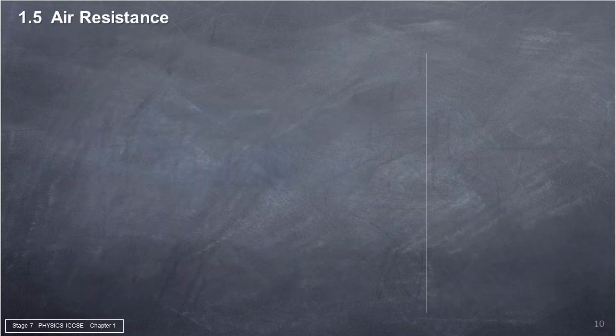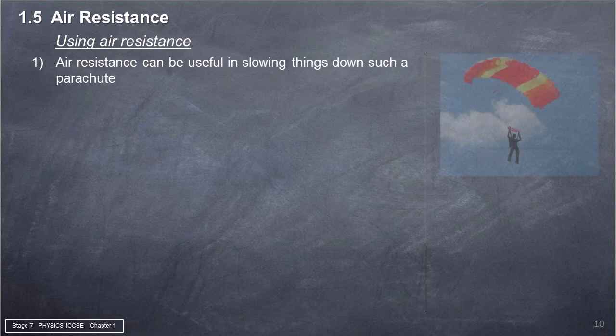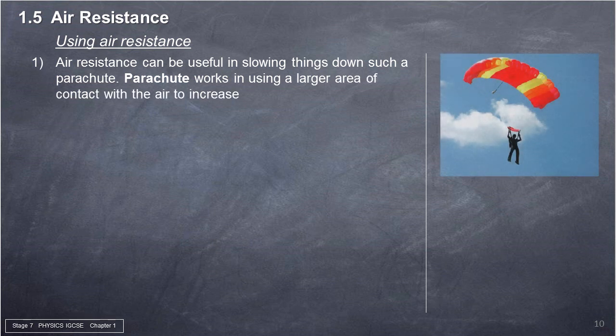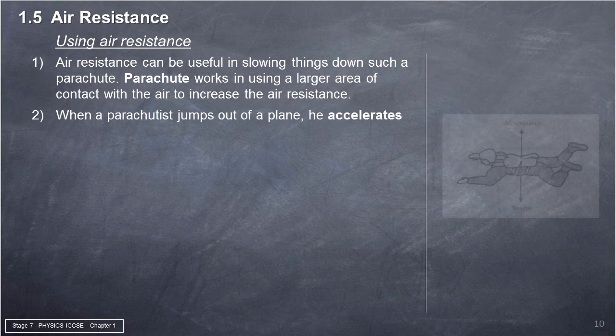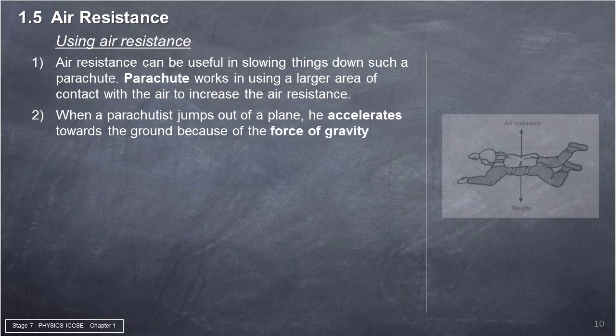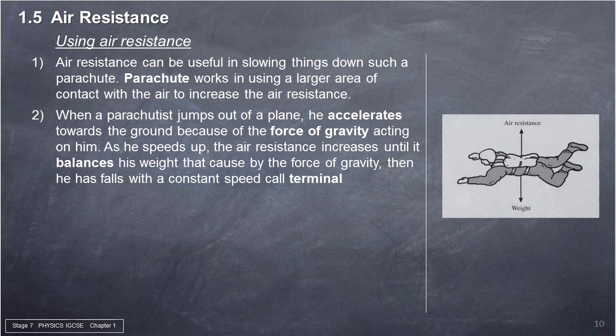1.5. Air resistance. Using air resistance. 1. Air resistance can be useful in slowing things down, such as a parachute. A parachute works by using a larger area of contact with the air, to increase the air resistance. 2. When a parachutist jumps out of a plane, he accelerates towards the ground, because of the force of gravity acting on him. As he speeds up, the air resistance increases until it balances his weight, that is caused by the force of gravity. Then, he falls with a constant speed, called terminal velocity, approximately 190 to 195 km per hour.